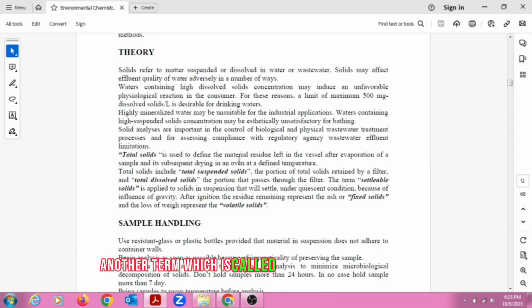Another term, dissolved solids, refers to the materials that are completely dissolved in water. These solids are filterable in nature. They can be filtered, and they are defined as the residue upon evaporation of filterable samples.